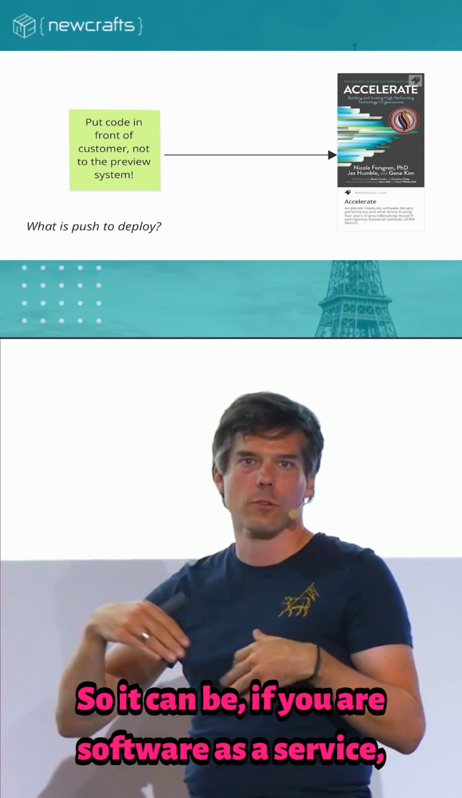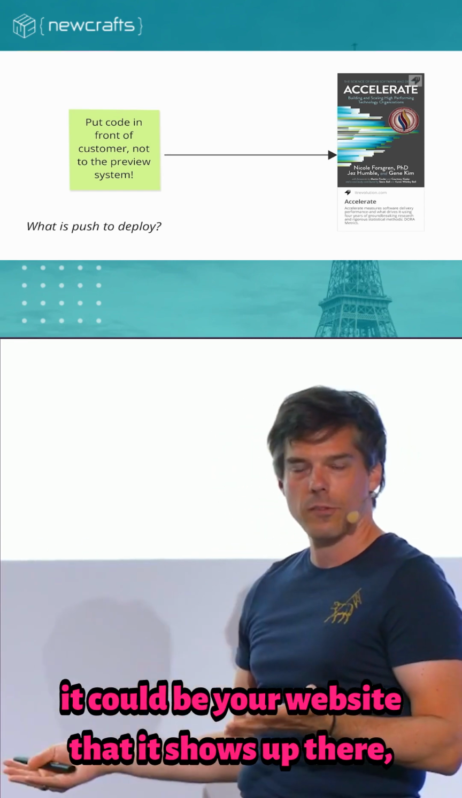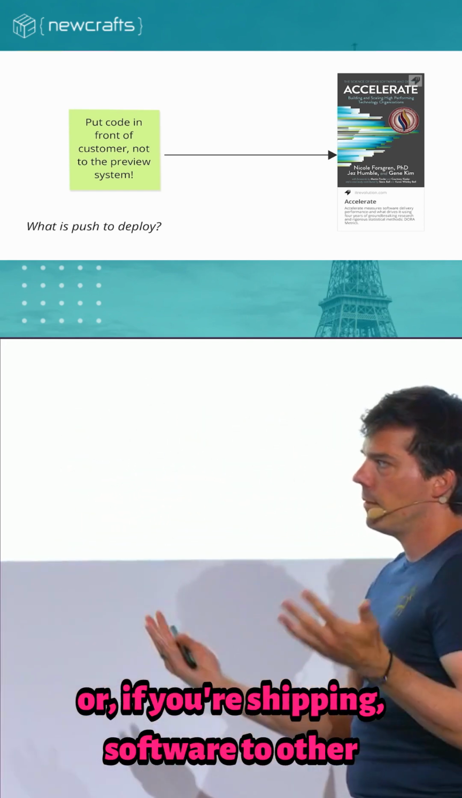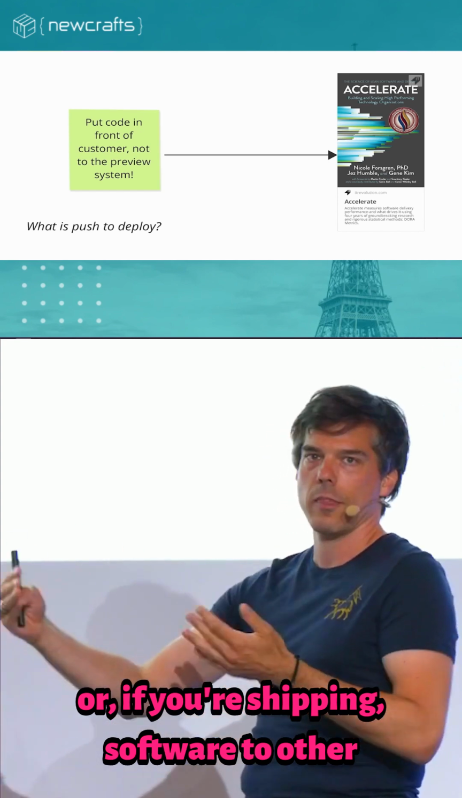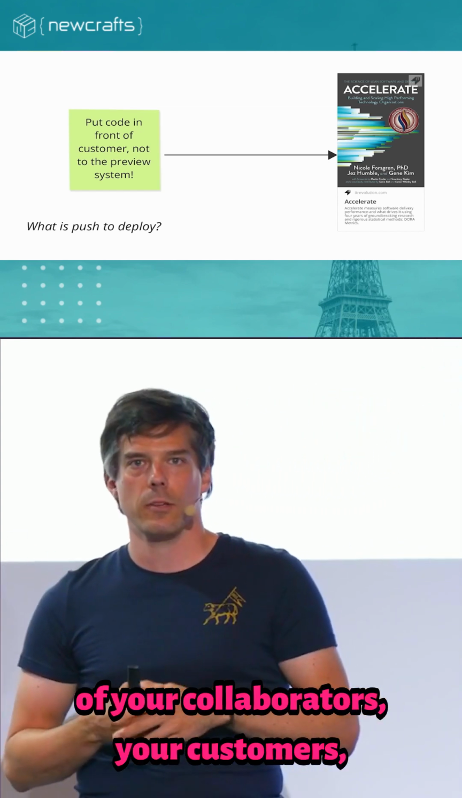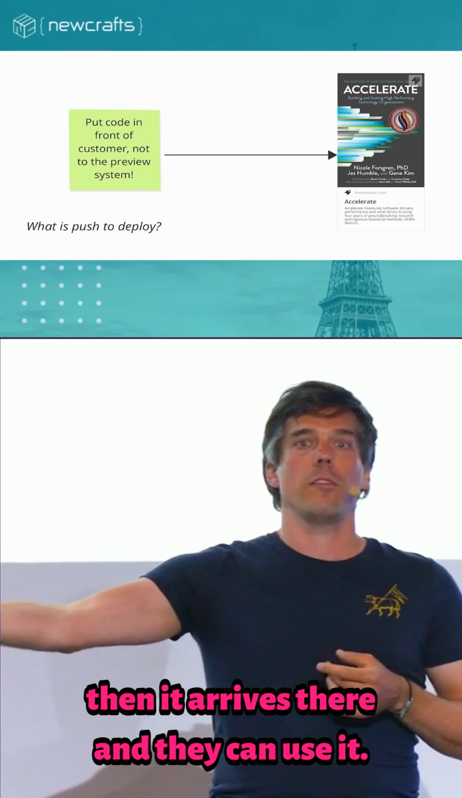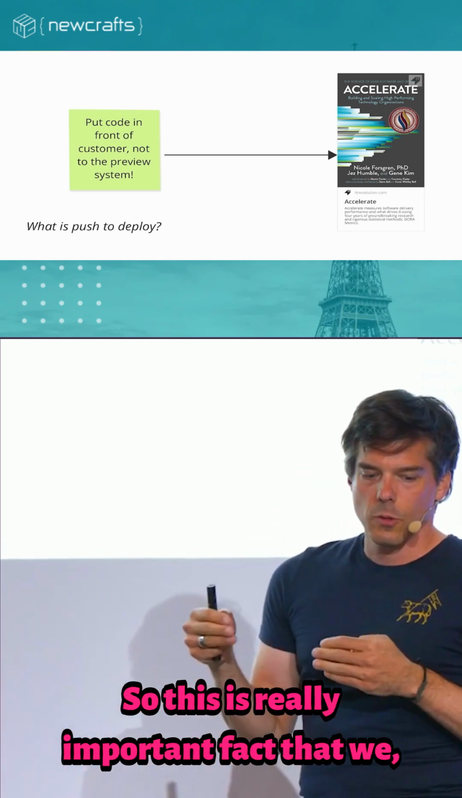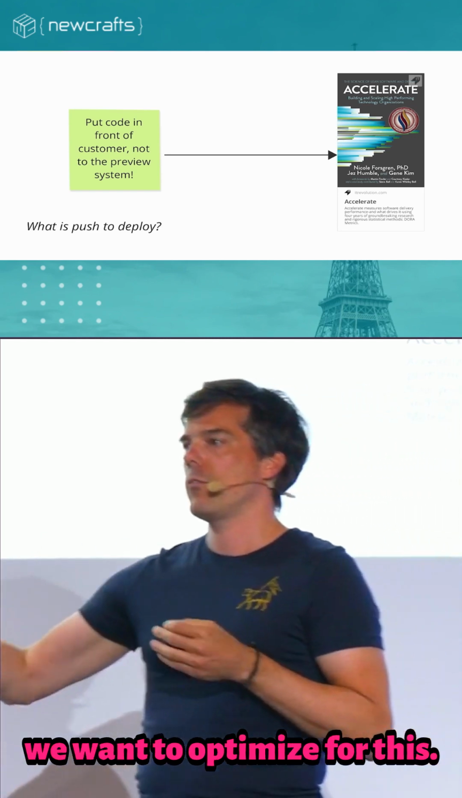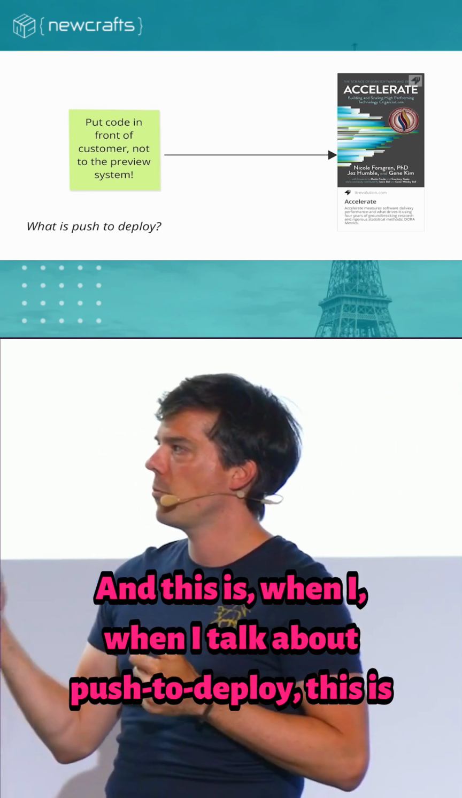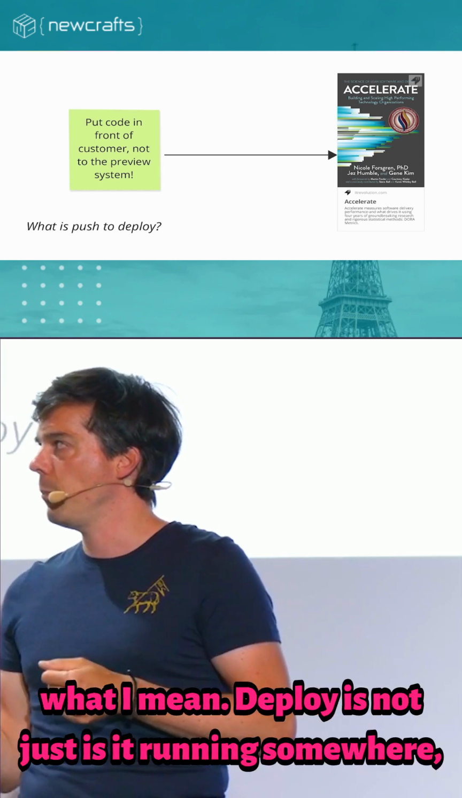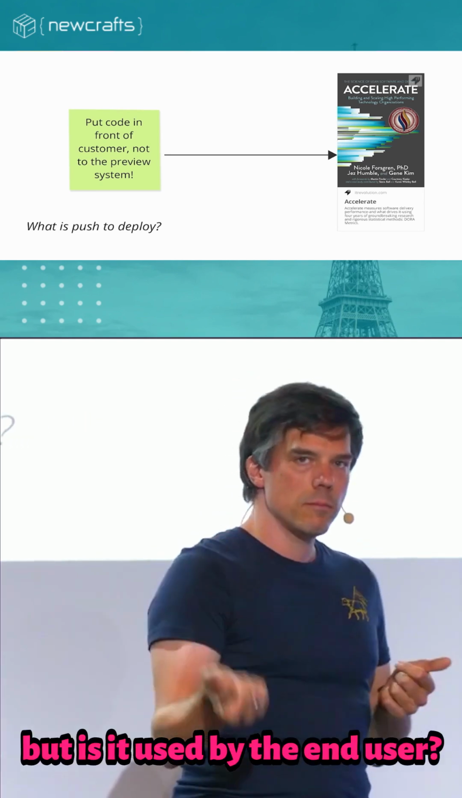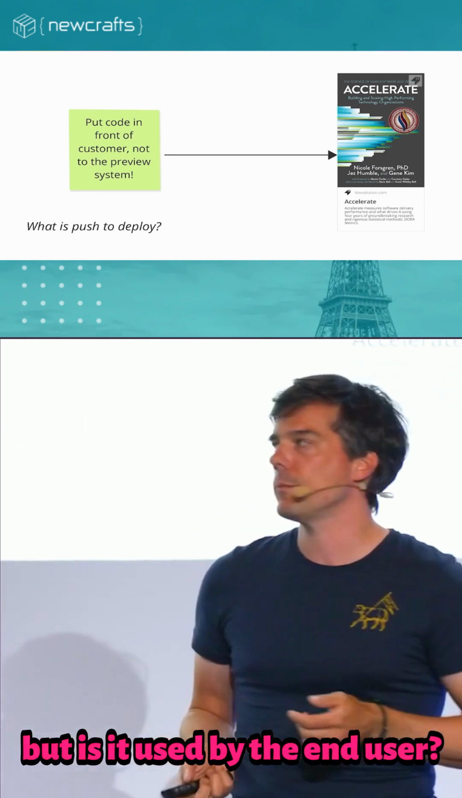If you're software as a service, it could be your website where it shows up, or if you're shipping software to your collaborators, your customers, then it arrives there and they can use it. This is the important fact that we want to optimize for. When I talk about push to deploy, this is what I mean. Deploy is not just whether it is running somewhere, but whether it is used by the end user.